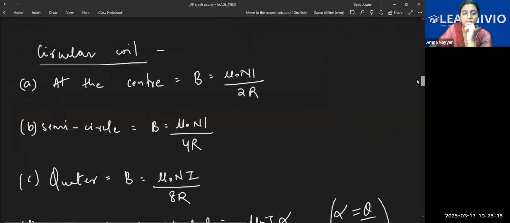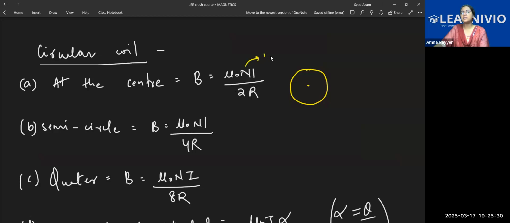Okay. Then you have circular coils present. So in a circular coil, at the center, meaning when a complete circle is made, and at the center we are calculating the magnetic field. So at the center the magnetic field will be, N is the number of turns, B equals mu naught N i by 2r.